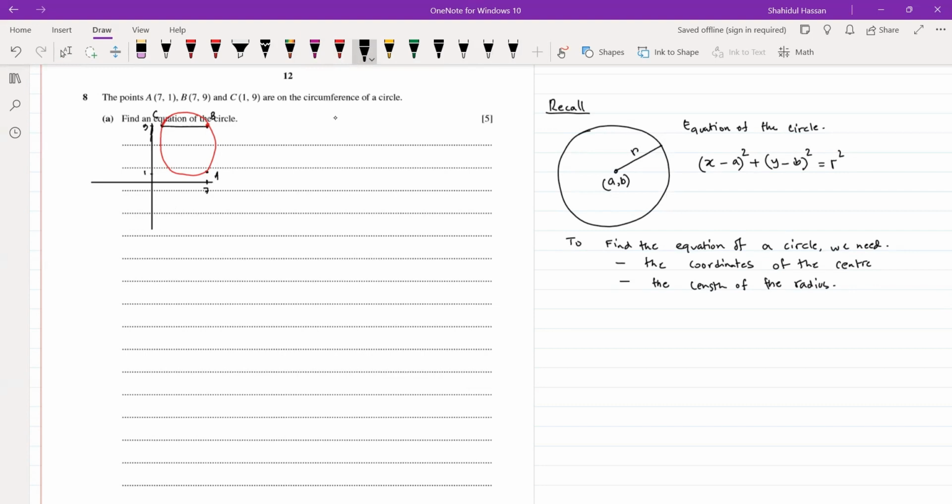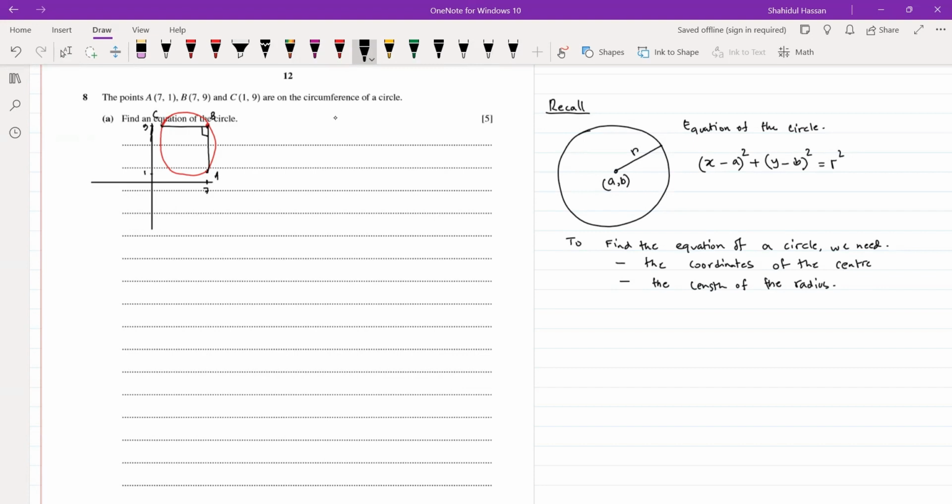If you draw this, this is 90 degrees. This has to be 90 degrees because we can look at the coordinates and understand that BC is a horizontal line, AB is a vertical line. The x coordinate of A is 7. The x coordinate of B is also 7. So they must be on the same vertical line.